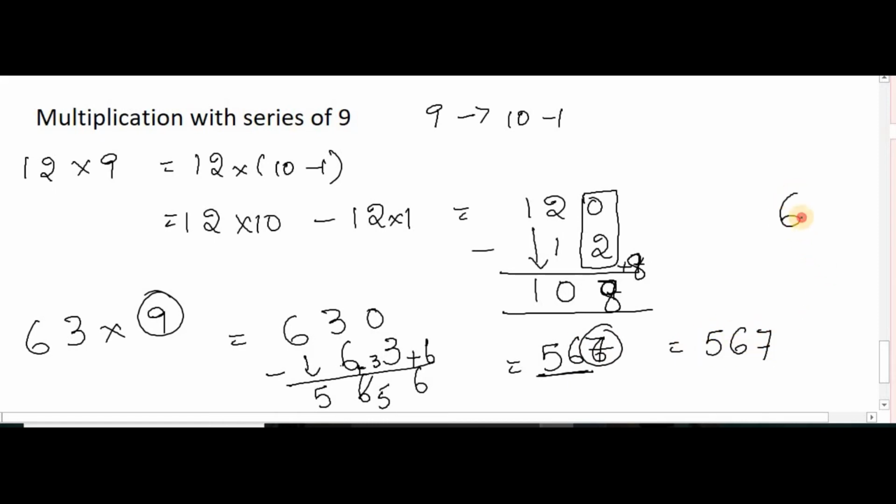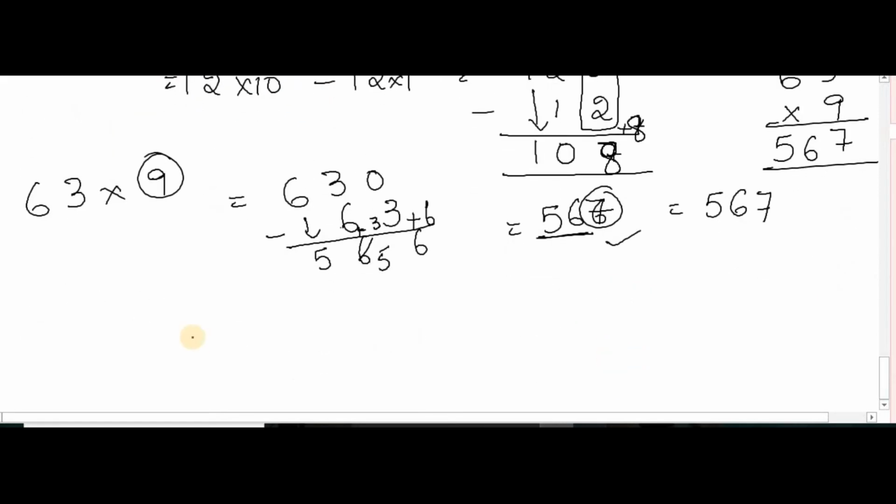Now we'll multiply by the school process. 9 3s are 27, 9 6s are 54, plus 2 is 56. So the last number should be increased, the only one thing, because we are subtracting 1 from that. The same rule we will go for 99, 999 also. We will go with one more example.